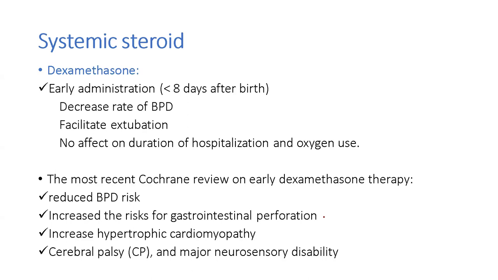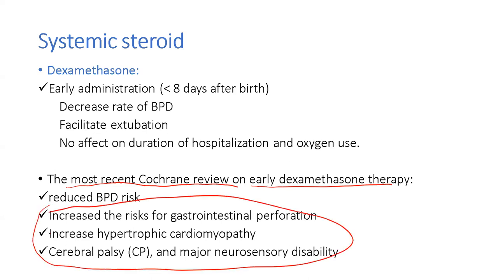Why? Because in most Cochrane trials using steroids, they found, and especially the last one, increased risk of cerebral palsy and major neurosensory disability. We know the steroid is a magic drug, but after this study, the American Academy doesn't recommend using systemic steroids or dexamethasone as a routine because of the increased chance of cerebral palsy. In addition, increased risk of hypertrophic cardiomyopathy, increased risk of spontaneous bowel perforation, SIP, spontaneous bowel perforation.